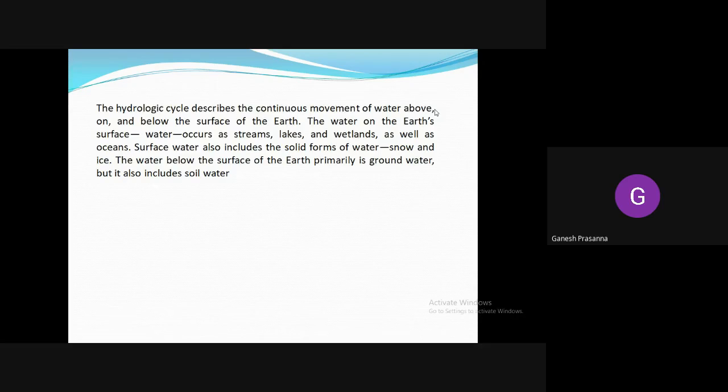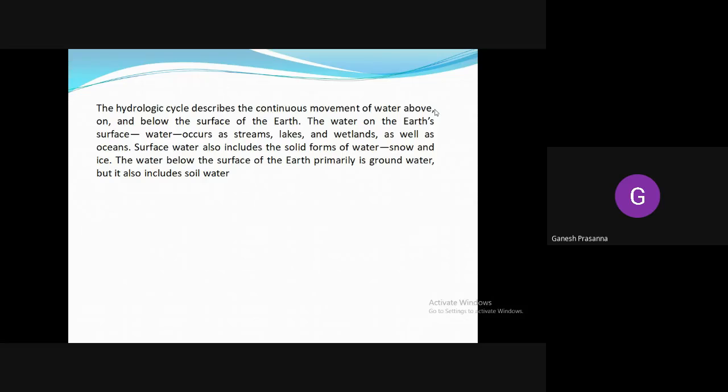Surface water includes those parts which are in the solid form of water. Snow and ice are also part of the surface water. This ice and snow also become part of the solid water. You know the Himalayas are always covered with ice. And the parts of the northern hemisphere, the North Pole and South Pole, are always covered with ice. Greenland, Iceland, as well as Antarctica are always covered with ice.